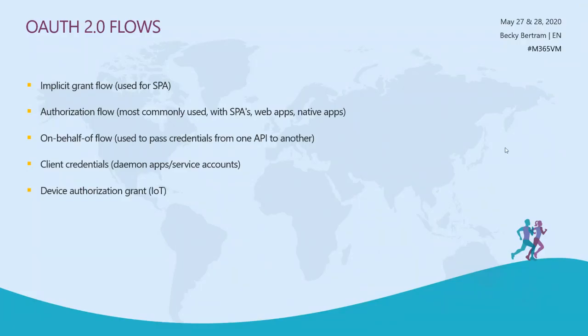All right, when we talk about OAuth flows, we've walked through some of these scenarios. So the implicit grant flow was traditionally for single page applications, although they have now updated that. Authorization flow is most commonly used with most basic web applications you'd be building. On behalf of is for backend APIs. Client credentials is for daemon apps or service accounts that are pre-authorized. And then the device authorization grant is that IoT scenario.